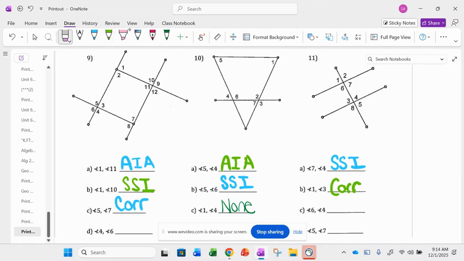All right, now we're looking at angle 6 and angle 4. Stella, what kinds of angles are these? AIA, you got it. Then we have angle 5 and angle 7. Jonah, what kinds of angles are these? You got it.